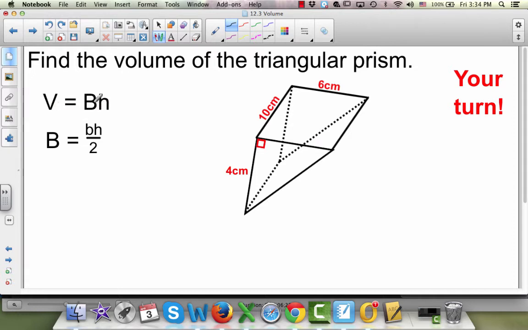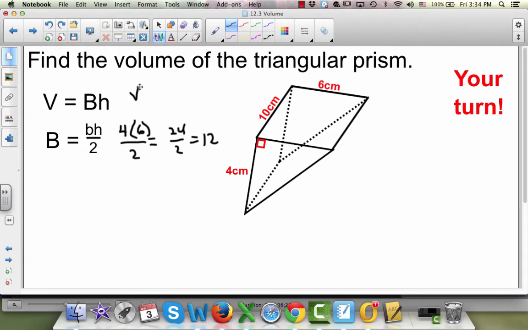So we've got volume equals base times height. The big B means you have to find the area of the base of this triangular prism. So the base is 4. Here's 4, so we go 4 times the height, which is 6. So here's the height, 6 of the triangle, divided by 2, which gives us 24 divided by 2, which gives us 12. So that's the big B.